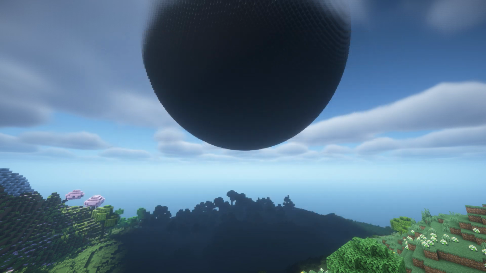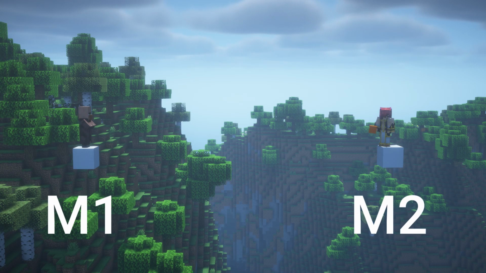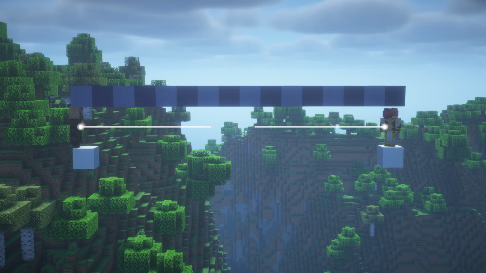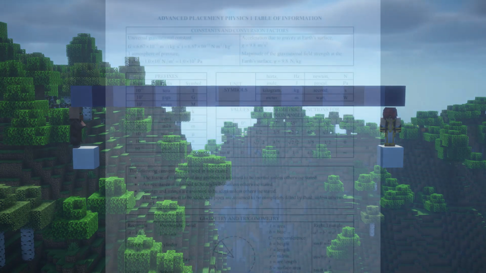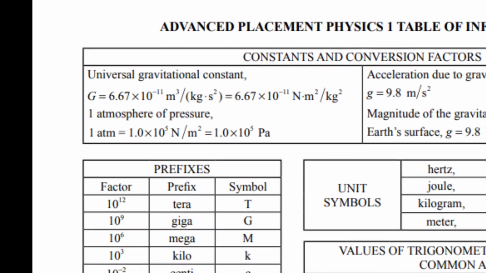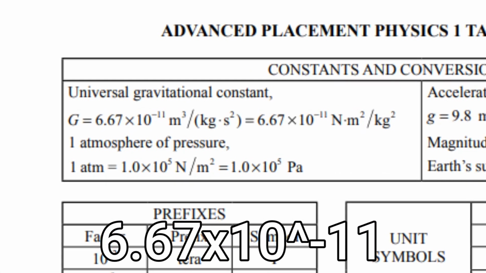Now, what do any of these variables mean? Well, the two m's are going to be the masses of the two objects. R is going to be the distance between the centers of each object, and capital G is a gravitational constant. This is a number that you have to memorize, or if you're taking the AP exam, it will show up on the equation sheet. And the number is going to be 6.67 times 10 to the power of negative 11.